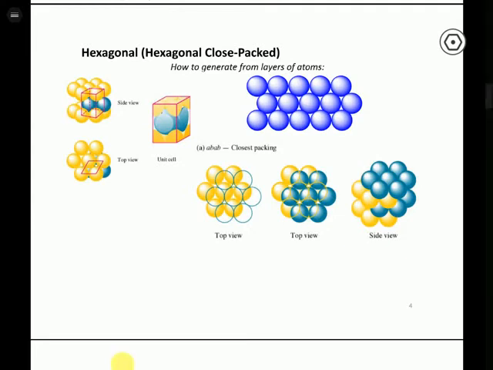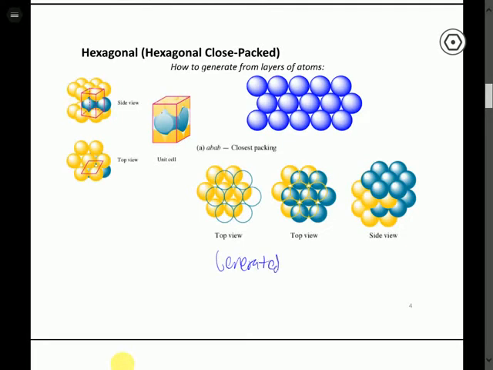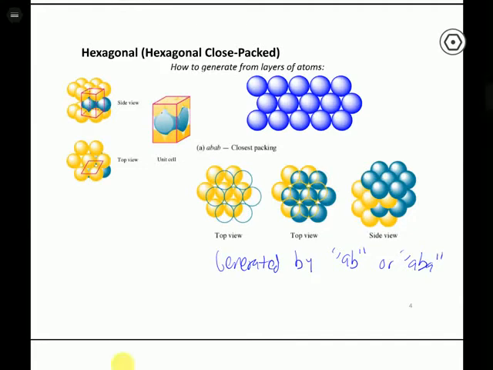So it's generated by AB close packing, or ABA sometimes. Some people call it that. But the point is we only stagger 2 layers before putting the 3rd layer directly on top of the 1st.